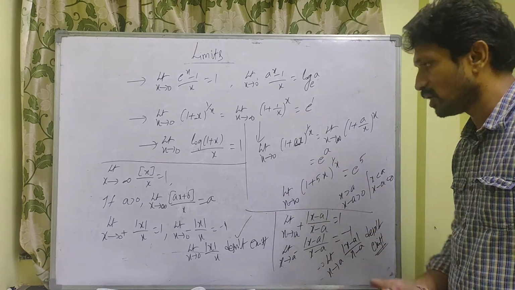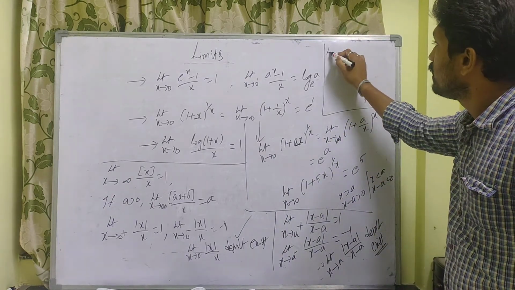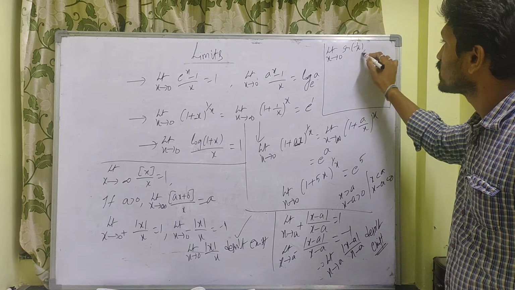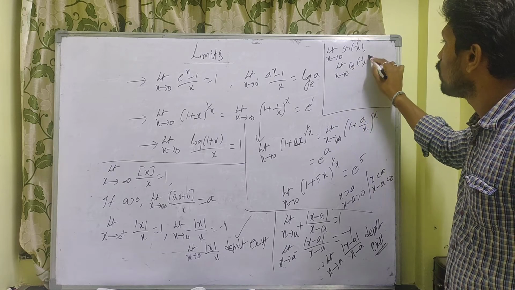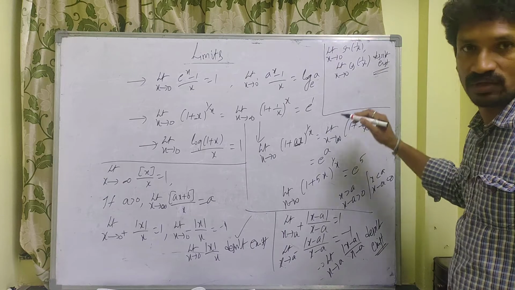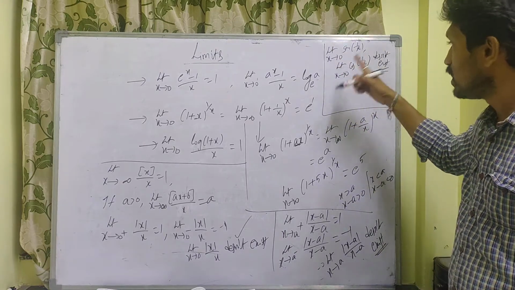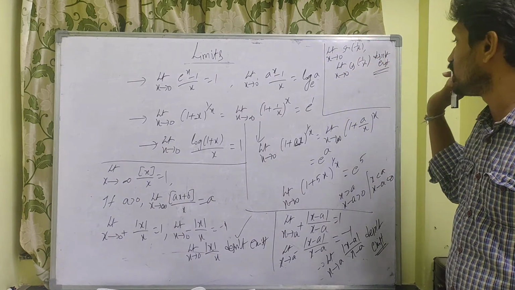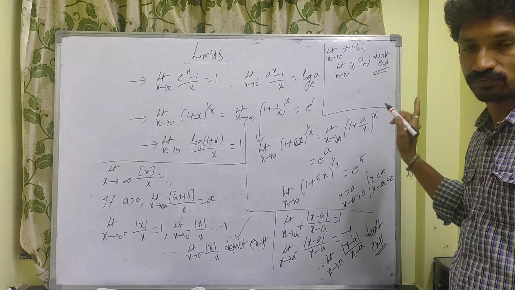Okay, all these formulas, just remember. And one more formula: limit x tends to 0 of sine of 1 by x, and limit x tends to 0 of cos of 1 by x, do not exist. Just remember. Clear?